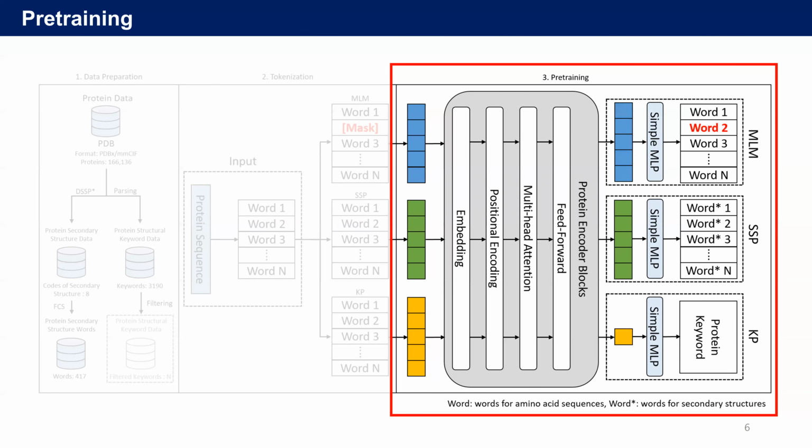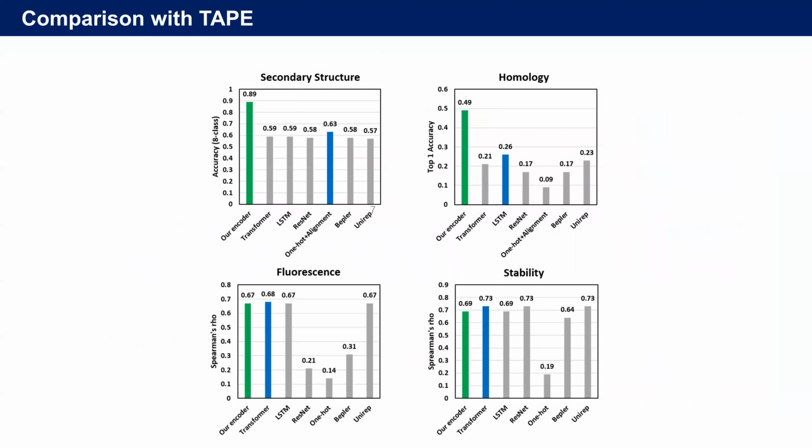In pretraining, all tasks share the encoder. Our encoder is based on BERT, which is the most representative pretraining model in natural language processing. All tasks share the encoder, and each task has its own simple multi-layer perceptron for the inference. Masked language modeling is a task that infers the masked words. And secondary structure prediction and keyword prediction are the same as the name.